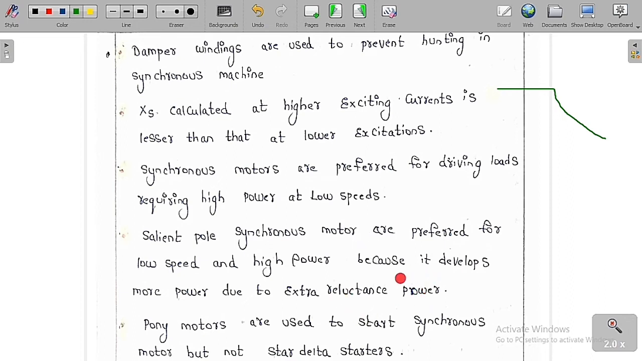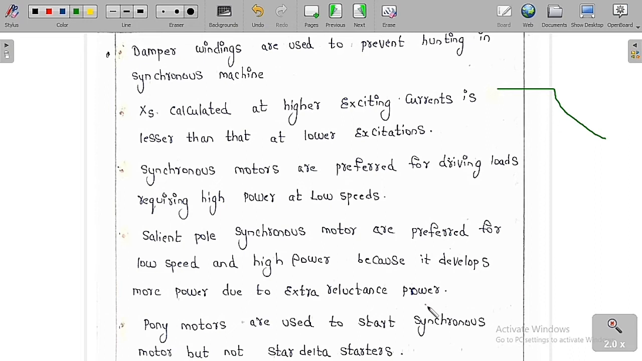So you can see there is also reluctance power. Because of this extra reluctance power, it is used for high power applications with low speed, because I already told you the synchronous motor is always used for low speed applications. So wherever the load requires high power with low speed, we use the salient pole synchronous motor. Salient pole synchronous motors are preferred for low speed and high power because they deliver more power due to extra reluctance power, which is nothing but V square by 2 into 1 by X q minus 1 by X d into sine 2 delta.